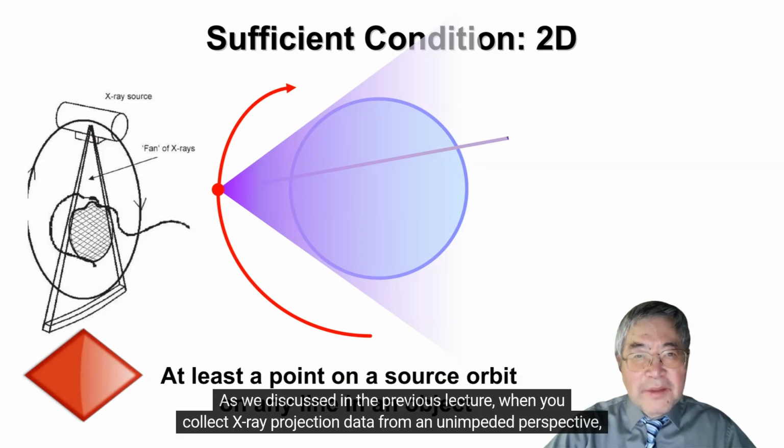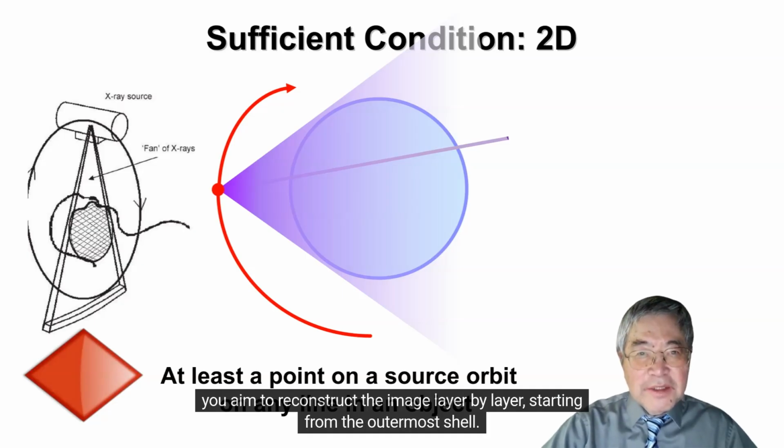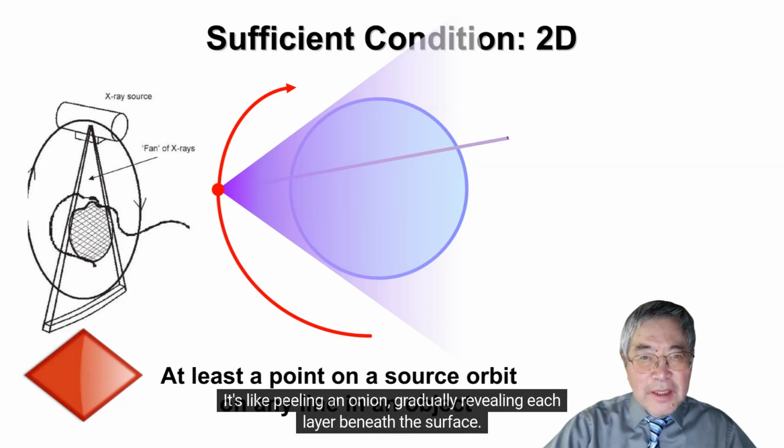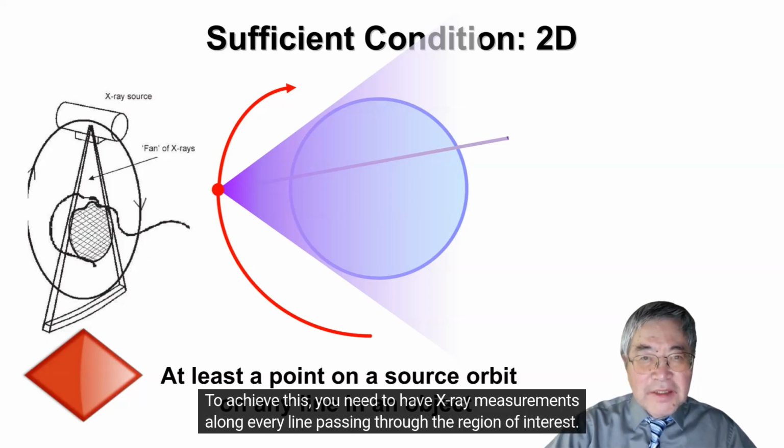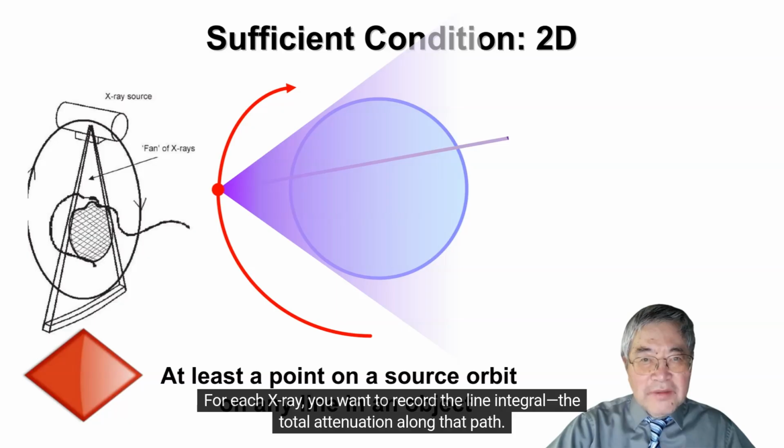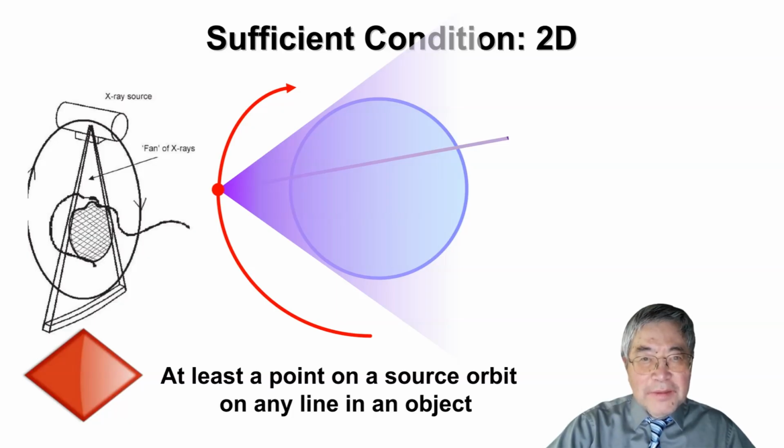As we discussed in the previous lecture, when you collect X-ray projection data from an unimpeded perspective, you aim to reconstruct the image layer by layer, starting from the outermost shell. It's like peeling an onion, gradually revealing each layer beneath the surface. To achieve this, you need to have X-ray measurements along every line passing through the region of interest. For each X-ray, you want to record the line integral, the total attenuation along that path.